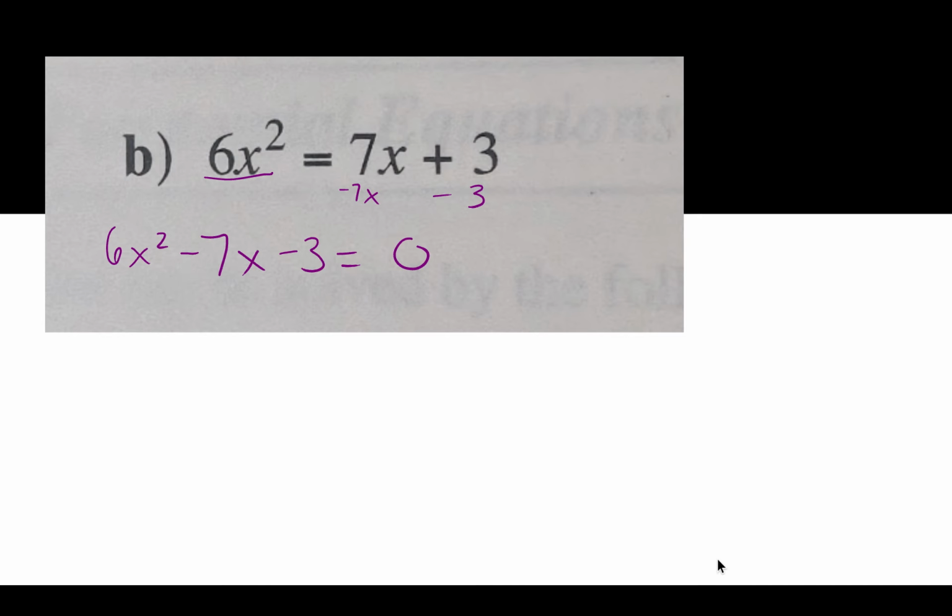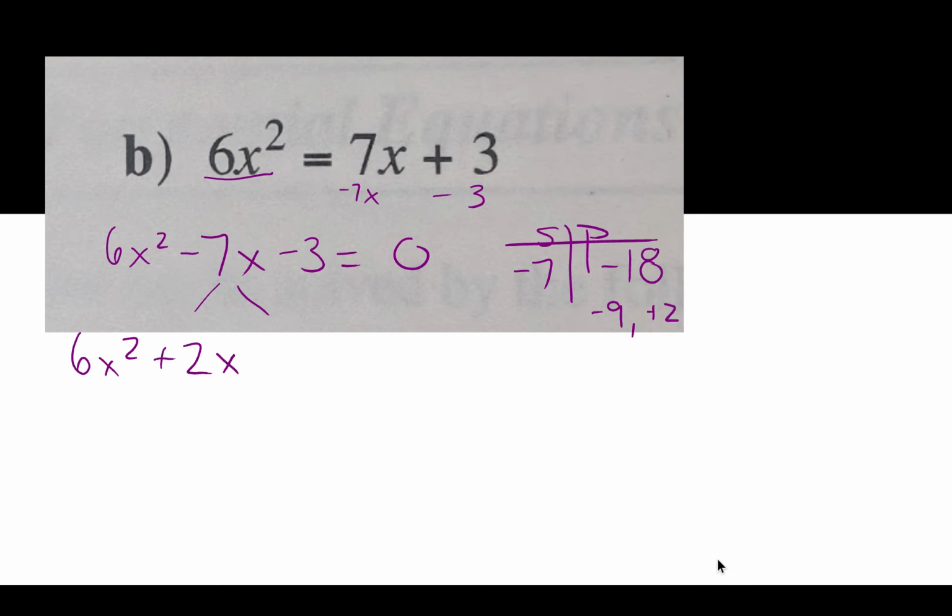I don't have a common factor I can take out to make this easier, so I'll have to factor by grouping, meaning I have to break up that middle term into two numbers that add to negative 7, but multiply to your first term times your last term, which is negative 18. So here you still have 6x squared, and then here we're going to have negative 9 and positive 2. So I'm going to write my positive 2x first.